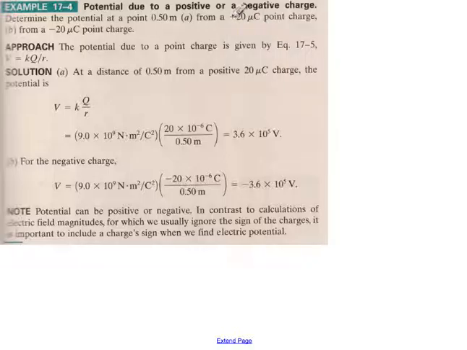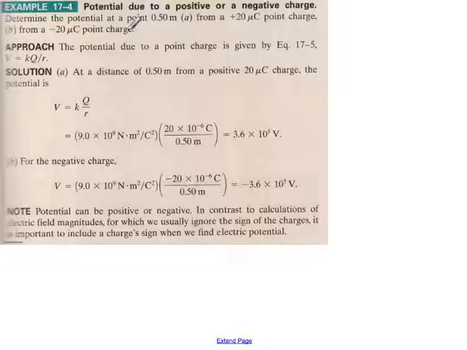well, we want to look at the potential due to a single point charge. So first it says determine the potential at a point that's 0.5 meters from a charge that's 20 microcoulombs. And then the same thing, except what if the charge is negative?